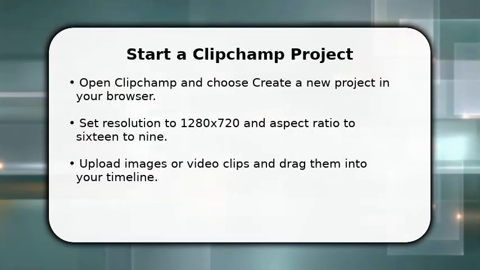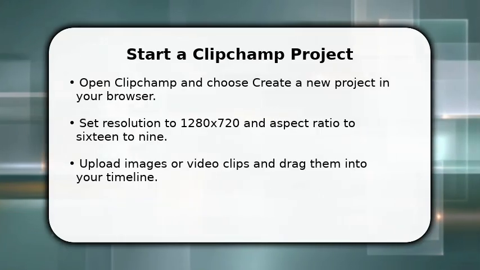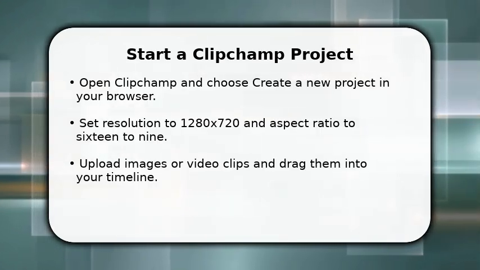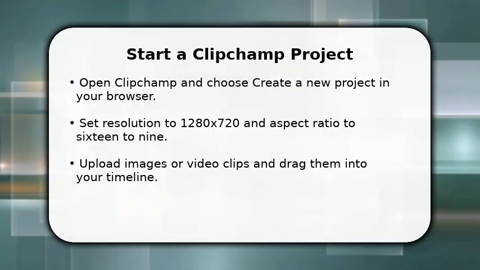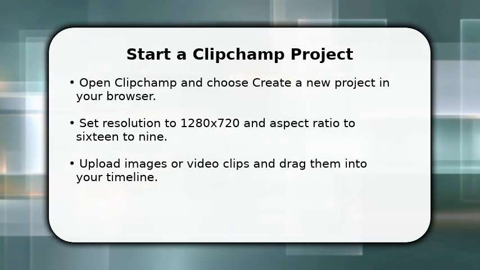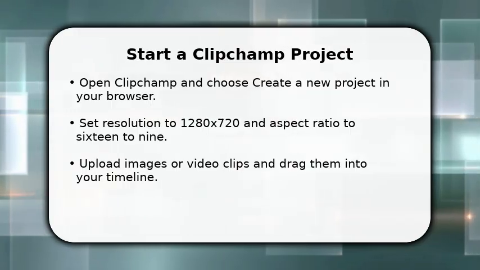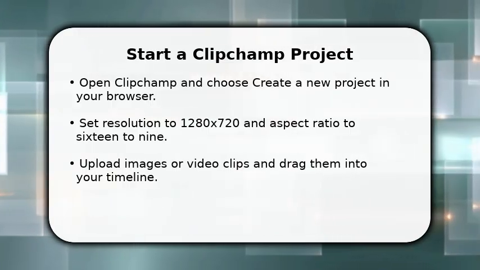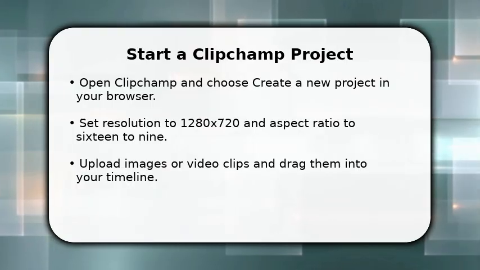Open Clipchamp in your browser and sign into your account now. Click Create a new project and name it for your video. Set the project size to 1280 x 720 and choose 16:9 aspect ratio. Upload the image or still frame you want to use as a thumbnail.